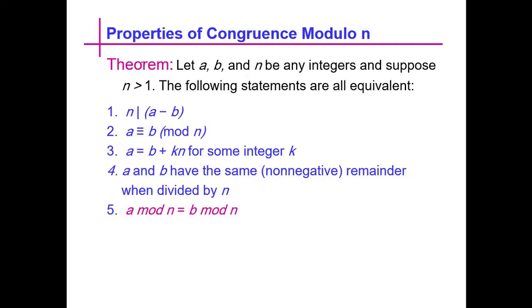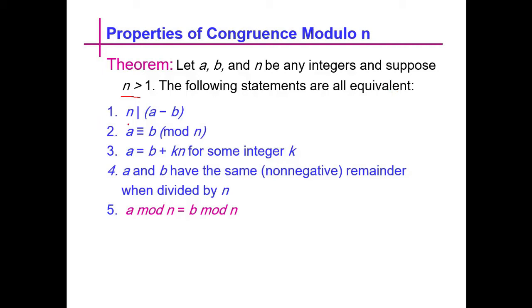Now we see here some properties of congruence modulo n. Here is the theorem: let a, b and n be any integers and suppose n is greater than 1. The following statements are all equivalent.